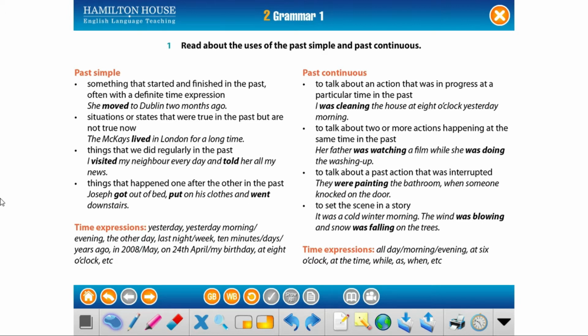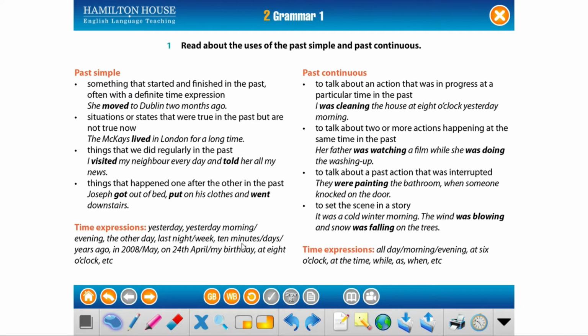And that's all about the uses of the past simple. We have four: something that started and finished in the past, situations or states that were true in the past, past routines, and things that we did one after the other in the past.